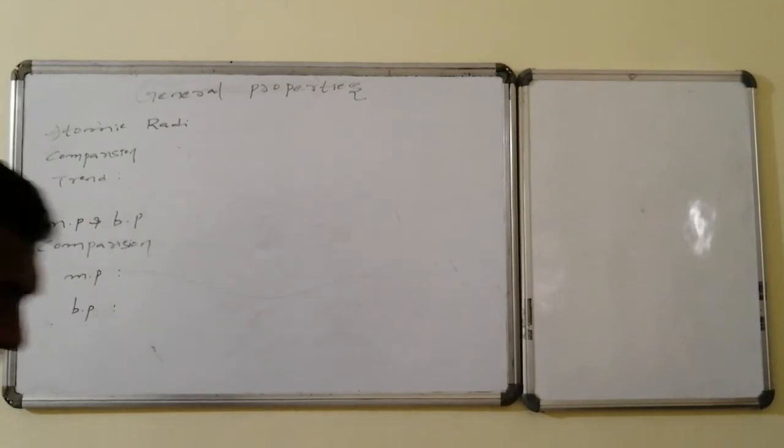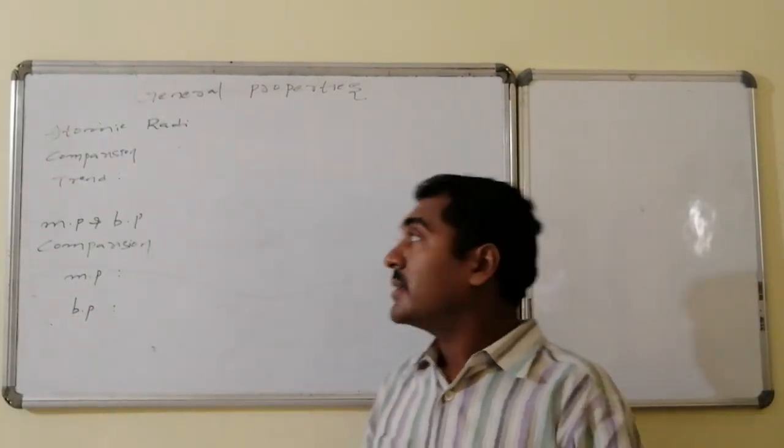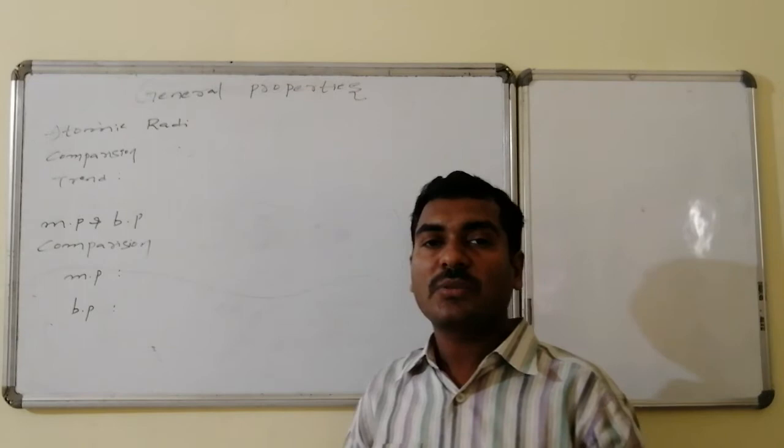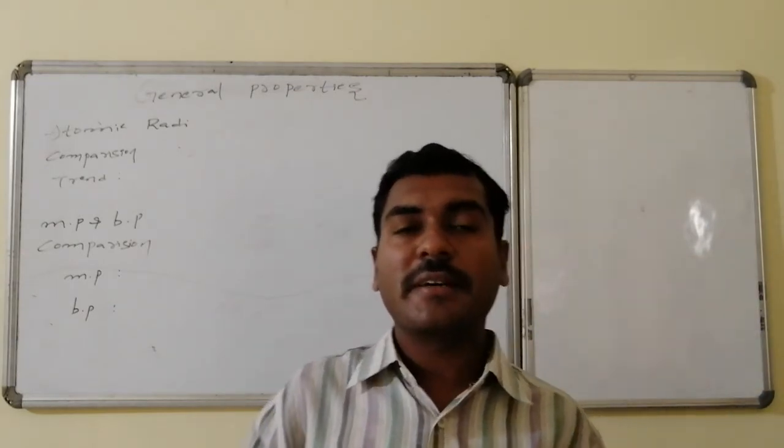General properties of the carbon family. First one is atomic radii. The distance present between the nucleus to the outermost orbit is known as atomic radii.